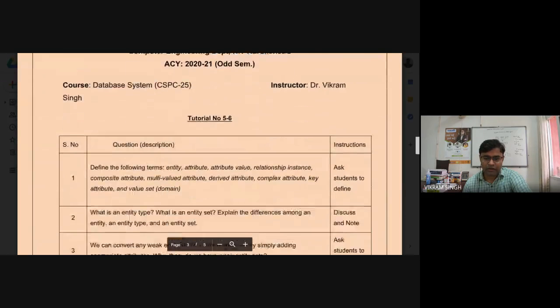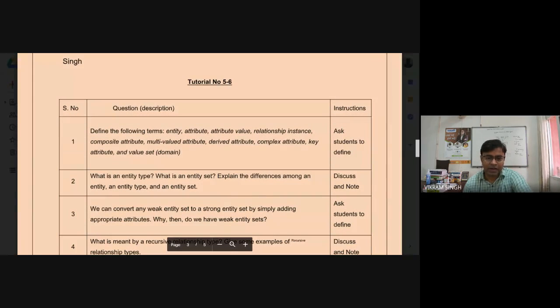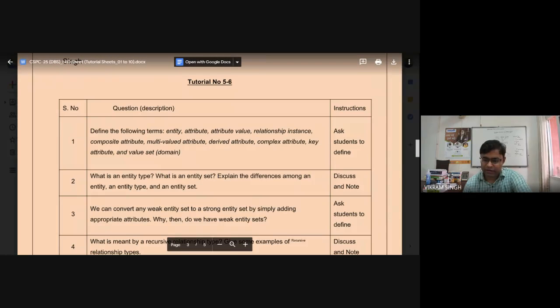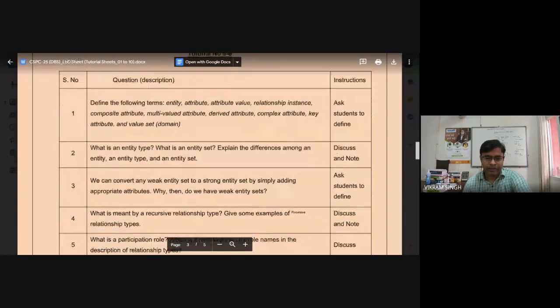Okay, now we are going to question tutorial number 5, 6. So here if you have any question you can directly post, otherwise I will be just scrolling it. Entity attribute, so these are the questions.